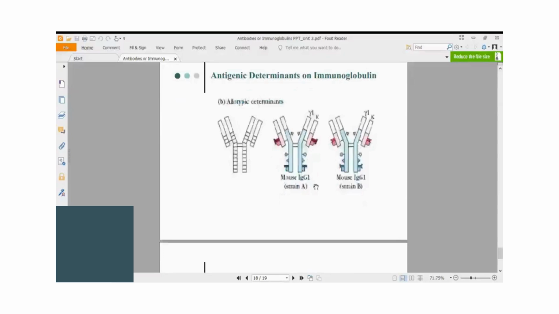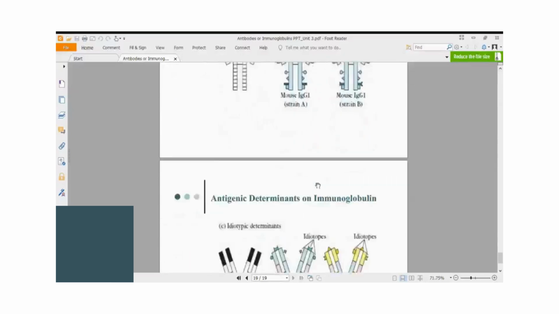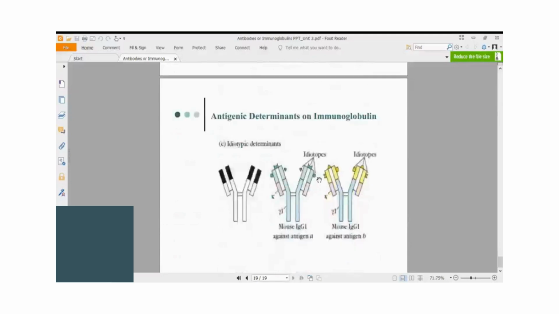Okay. Now let us see what idiotypic determinants are. Idiotypic determinants are also called idiotopes, in the similar manner as we call antigenic determinants epitopes. Epitopes are nothing but antigenic determinants. Now, idiotypes are purely based on idiotopes situated in the FAB domain of the antibody.